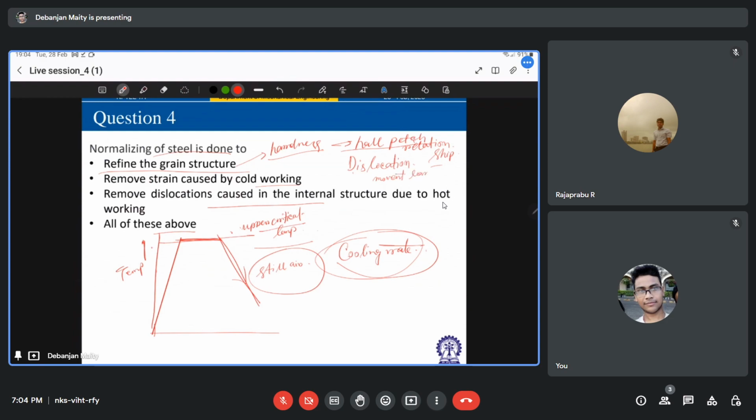Dislocation movement barrier increases. It also can remove the strain caused by cold working, of course, and then it can remove the dislocation caused in the internal structure. Yes, that's also true. So the correct option is all of the above. Anyone? Any confusion till now?